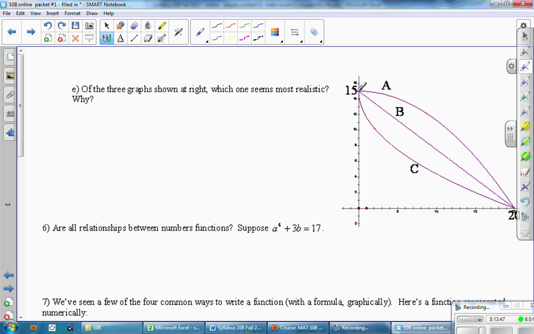Well, a lot of folks know that the moment you drive the car off the lot, it becomes worth a lot less, and it depreciates in value quickly in the beginning and then more slowly in the end. So graph C.